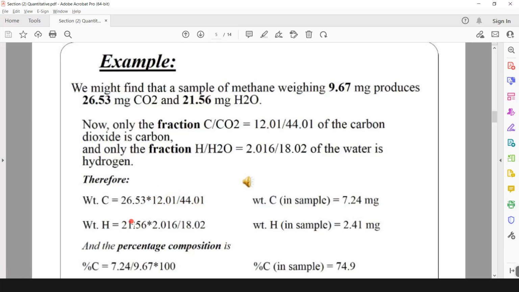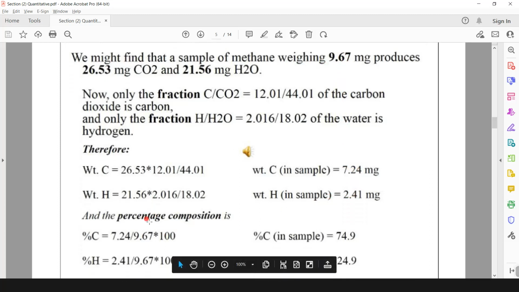Weight of hydrogen will be equal to the weight of water 21 multiplied by 2 multiplied by the atomic weight of hydrogen 1, so we put 2 divided by 18, the molecular weight of water, which will get you the weight of hydrogen. I told you after calculating the weight of carbon and weight of hydrogen, if we add them, it should be equal to the weight of the sample. Try to do it. 7.24 plus 2.401 will give you 9.67. Okay, so like this I am working very well.